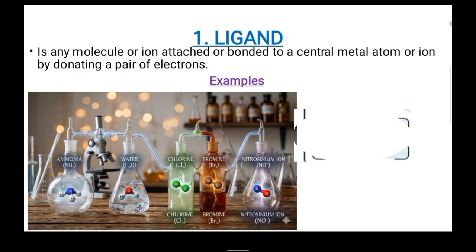We are going to see complex compounds like this one you have seen here. You have seen copper, water, and sulfate. So water is a ligand. A ligand, as we have said, is any molecule or ion attached or bonded to a central metal atom by donating a pair of electrons. So water donates a pair of electrons to copper. This is why it is referred to as a ligand.